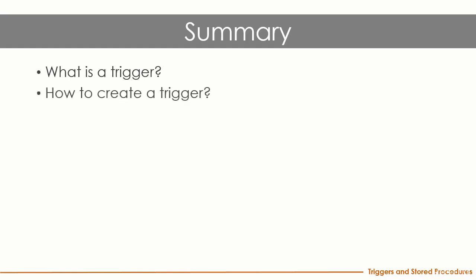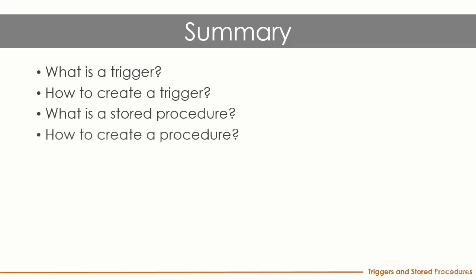Let's summarize what we talked about in this lecture. We talked about what a trigger is, just basic ideas about the trigger, and gave an auditing example, and how to create a trigger. And then I talked about what a procedure is and gave an example where you collect the view count of different types of photos, and showed you how to create a procedure in Visual Paradigm.